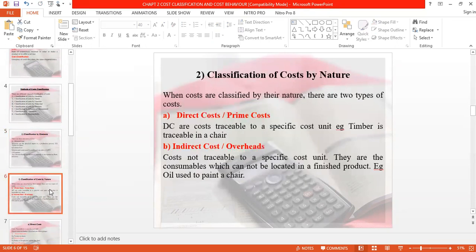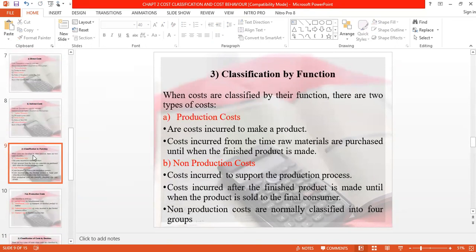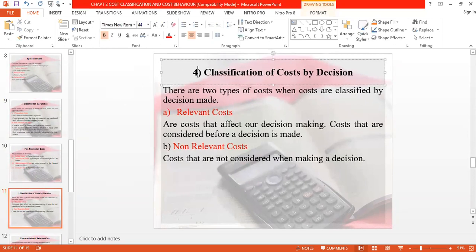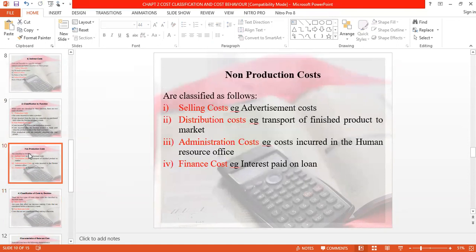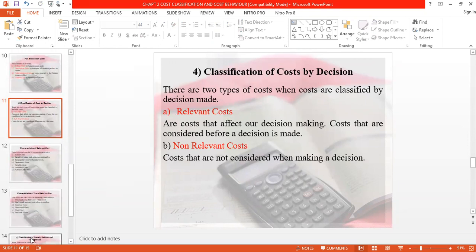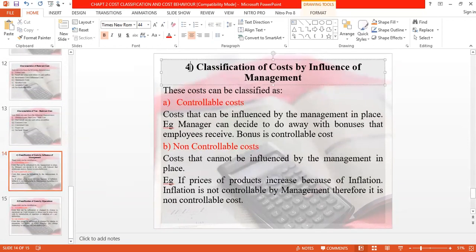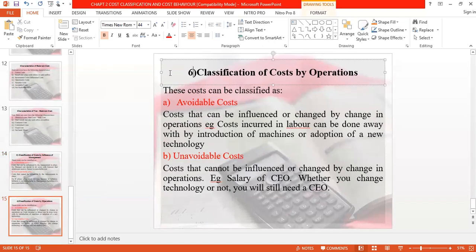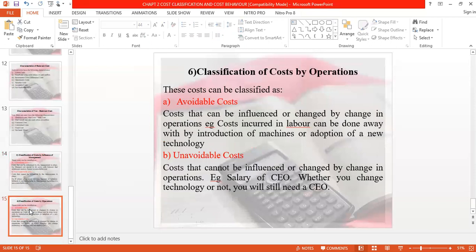I think there is one I left out or skipped. Classification by elements. Number 2 by nature. Number 3 by function. Oh yes, I wrote this twice. This is number 4. Number 4 is by decision. Number 5 is by influence of management. This is number 6. Okay, let's go to number 7. I was wondering why there are fewer.